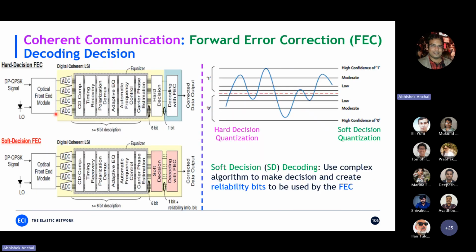So this is a hard decision, where only one bit is generated for giving the information about the threshold. That's only one threshold, and it says whether it's 0 or 1. But in soft decision decoding, you have multiple bits, so you have multiple thresholds. And instead of saying it's 0 or 1, it says what is the good probability of 1 or 0, or low probability or moderate probability, depending upon the received signal. And so soft decision decoding creates better accuracy.